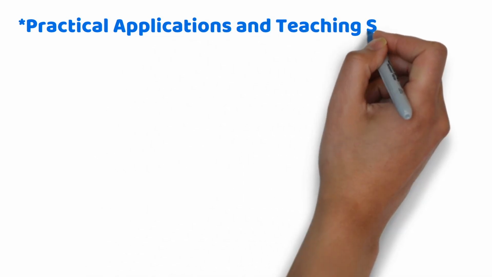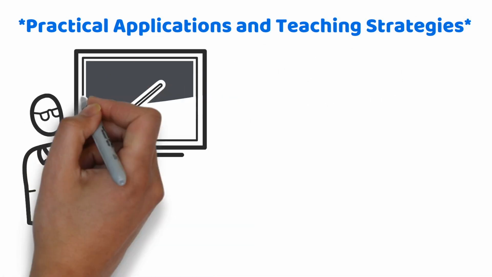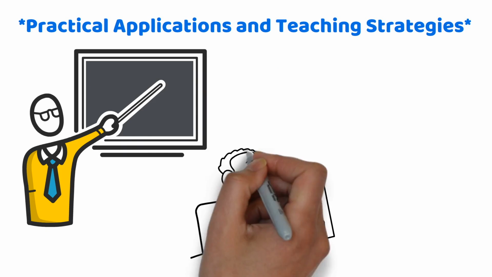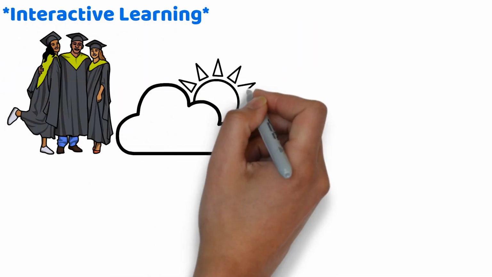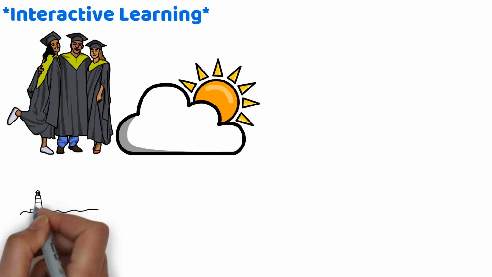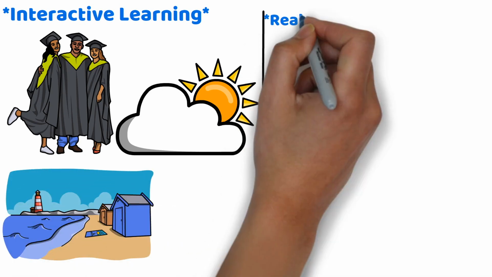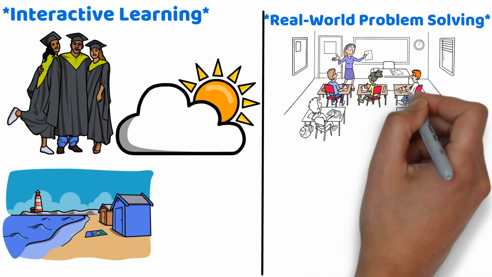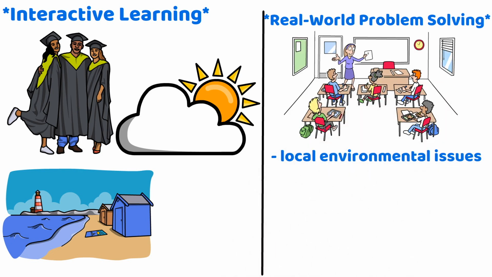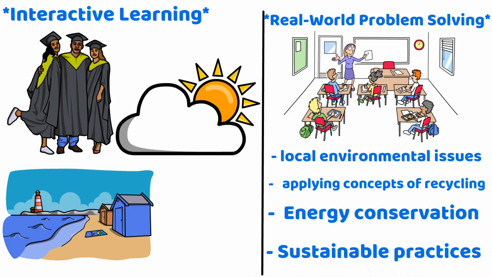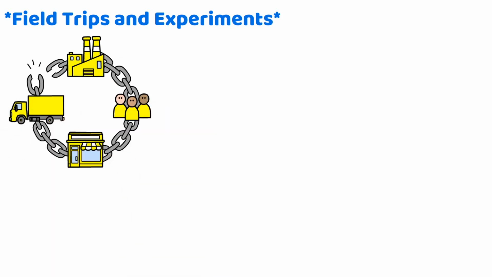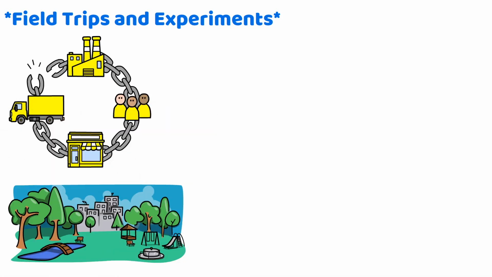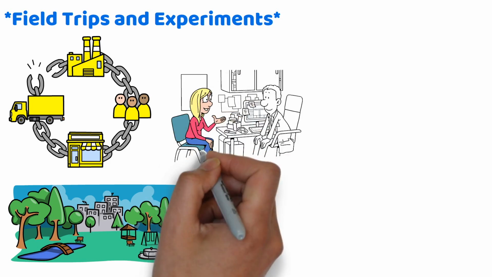Practical applications and teaching strategies. As future educators, it's important to translate this knowledge into effective teaching strategies. Interactive learning. Engage students with hands-on activities like building simple weather stations or models that demonstrate ocean currents. Real-world problem solving. Encourage students to develop projects that address local environmental issues, applying concepts of recycling, energy conservation, and sustainable practices. Field trips and experiments. Organize visits to recycling centers, conservation parks, or weather stations to provide practical insights into the topics discussed.